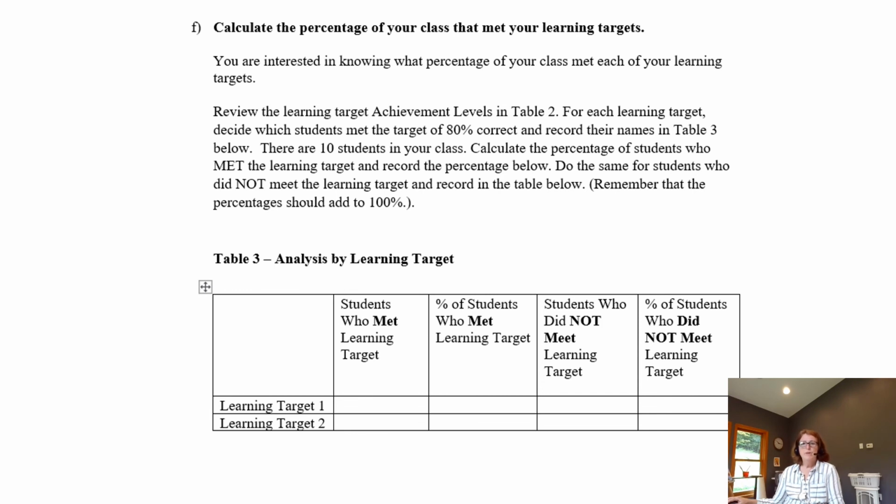So in the first column, you're going to put 8. And then over here in the third column, you're going to put 2. Students who met the learning target, students who did not meet the learning target. And then what percentage out of the whole? So 8 out of 10 would be 80% met it, 2 out of 10, 20%. And then you're going to do the same thing with Learning Target 2.